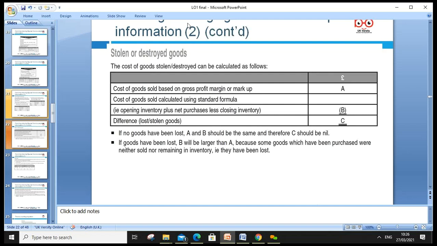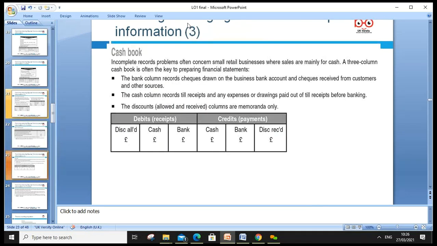Okay, then stolen or destroyed inventories, we always need to look out for. What has happened, the real value, we need to make an adjustment in stock inventories. The cash book, we know, is two column, cash and bank, and the bank normally keeps its own records. So we do our record and the bank does theirs.